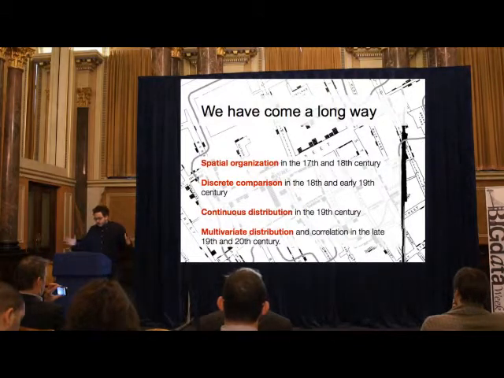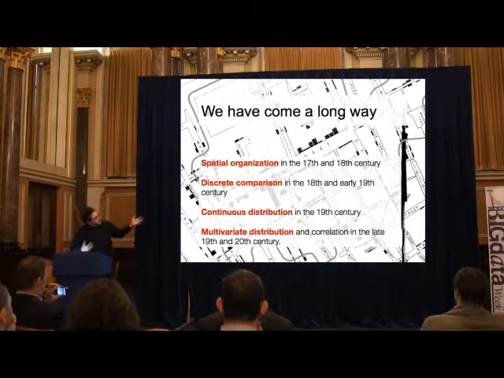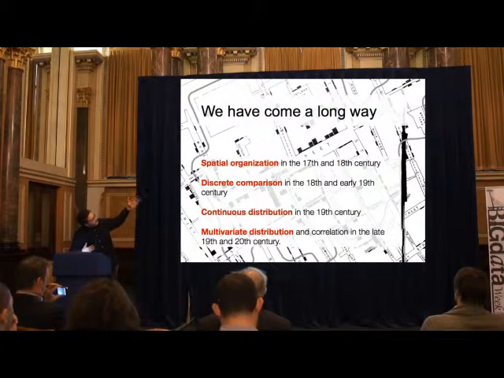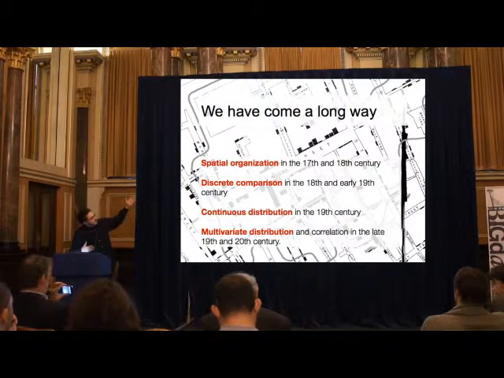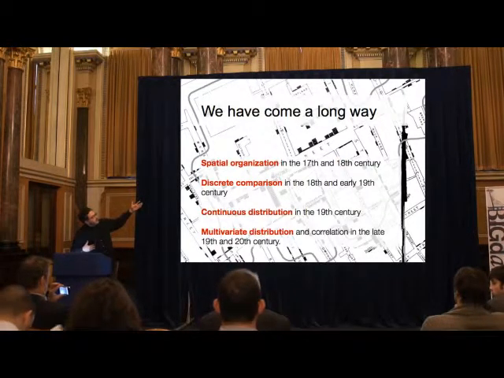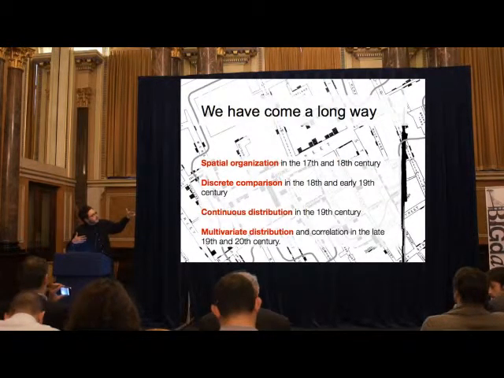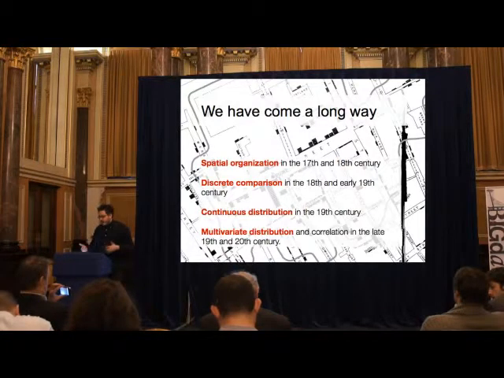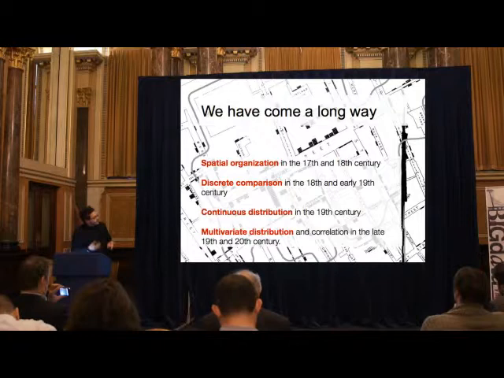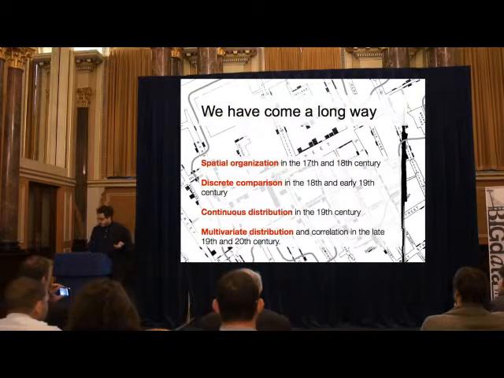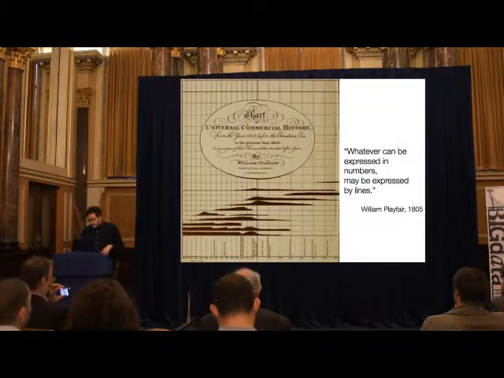But just to give you a bit of background on where data visualization as a journey has been, there is a really interesting progression you can see here of the methods and challenges that have been tackled over the centuries. It's basically since the 17th century that we have been tackling a number of different approaches to visualizing data, from spatial organization to discrete comparisons to continuous distributions to multivariate distributions. And this is how far we've come.